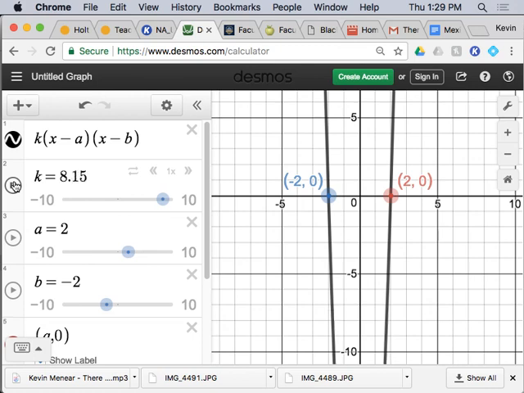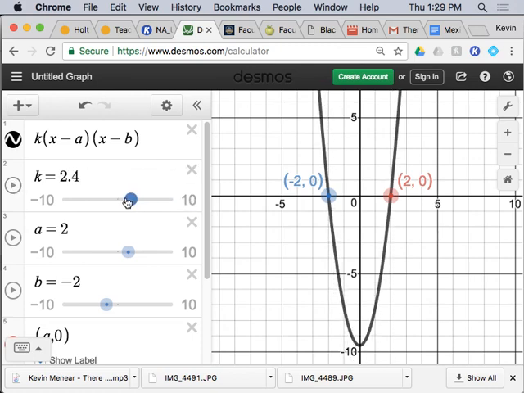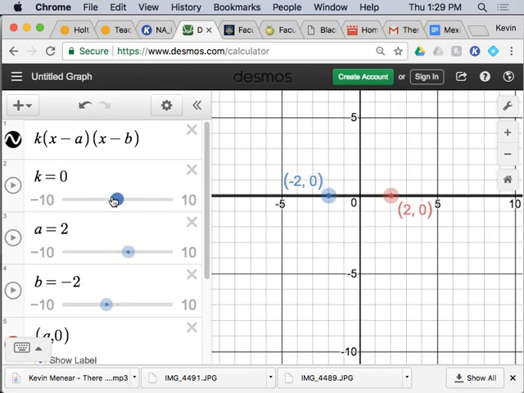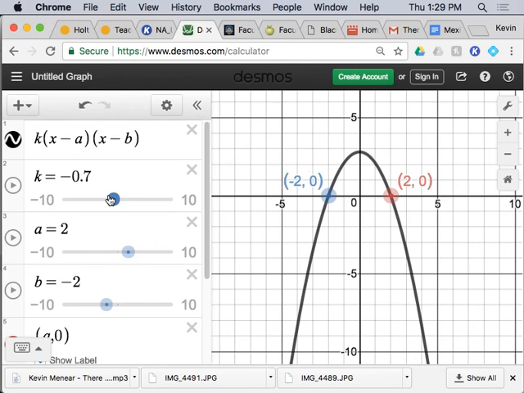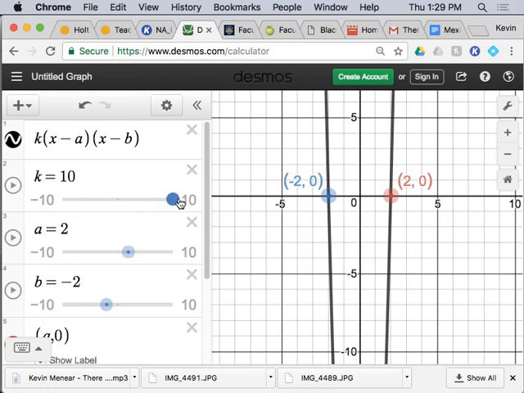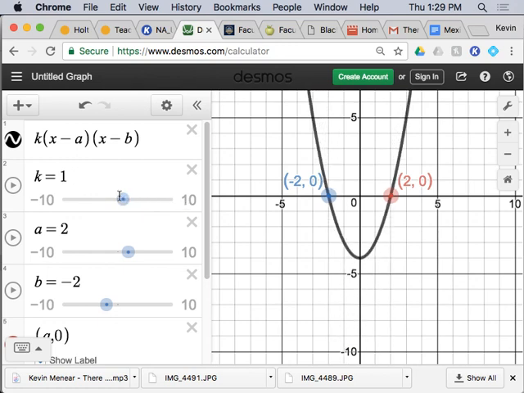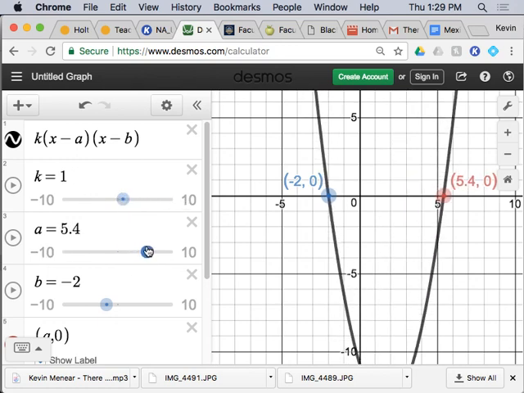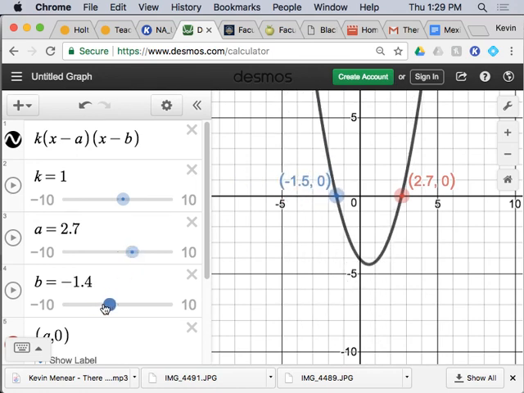See? Oh, whoops. I gave away the secret. What do you guys think will happen when k becomes negative? It reflects. Very good. There you go. See? Simple as that. Okay, cool. So as k gets bigger, it stretches out, but the zeros don't change. The only way to change the zeros is by changing A or by changing B. You see that? So this is factored form.